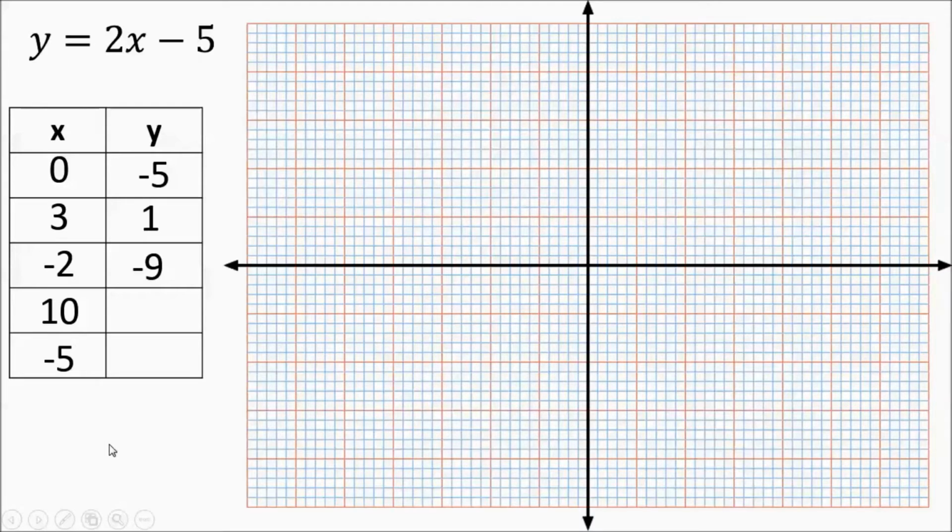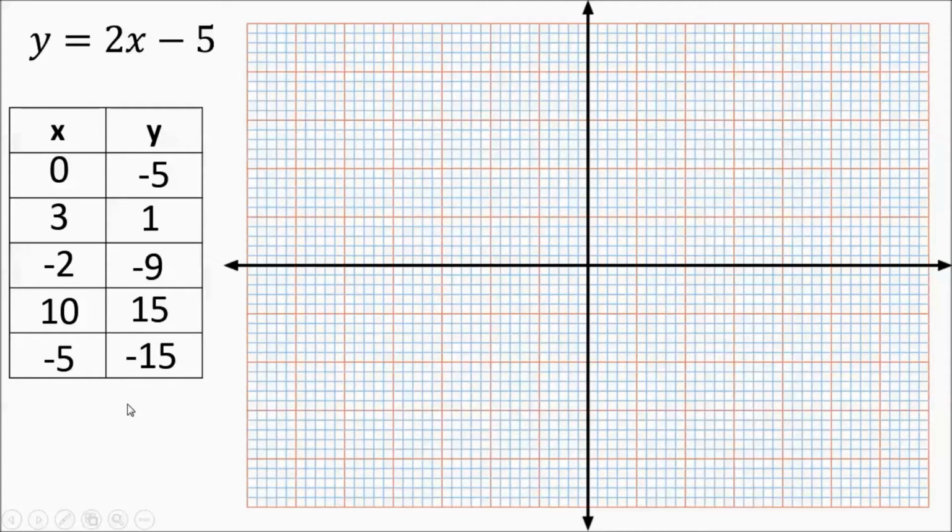If I plug in a 10, I'm going to do 2 times 10. It's going to be 20. 20 take away 5 is going to be 15. I'm going to plug in a -5. 2 times -5 is going to be -10, and then that minus 5 is going to give me -15. So now what we're going to do is take these x and y values, and we're going to plot them as an ordered pair over here on this coordinate plane.